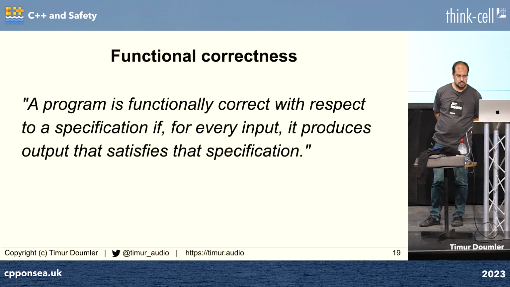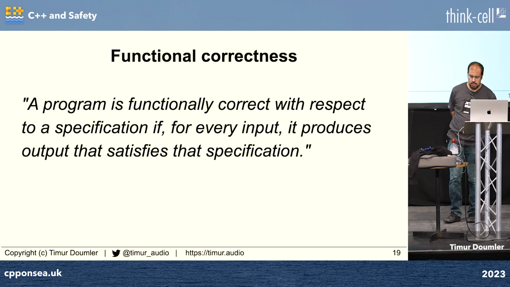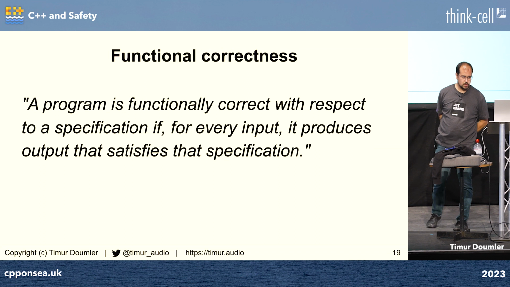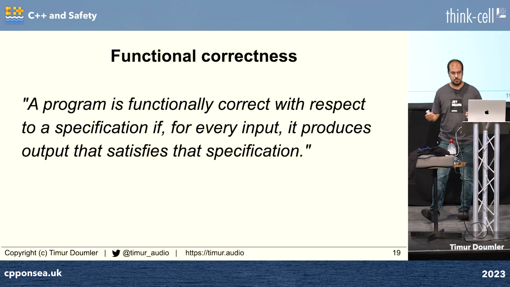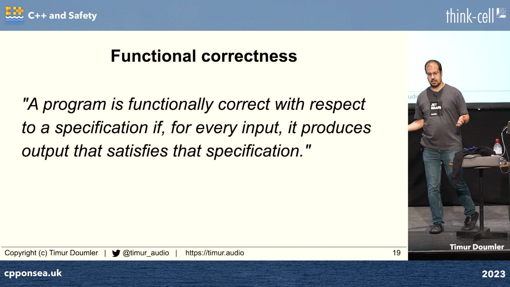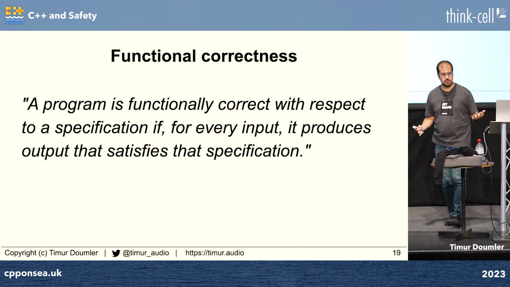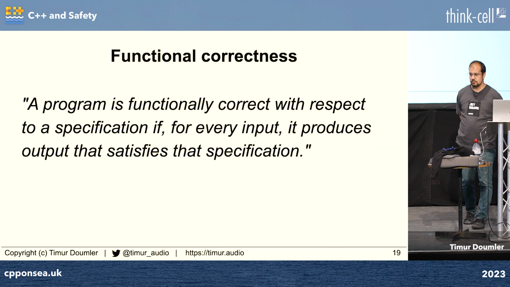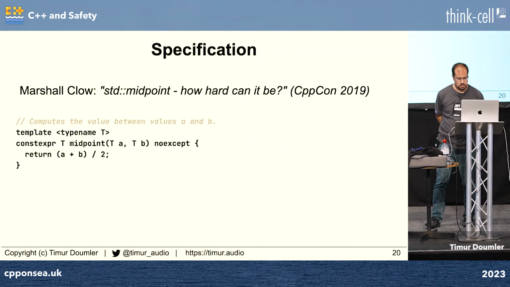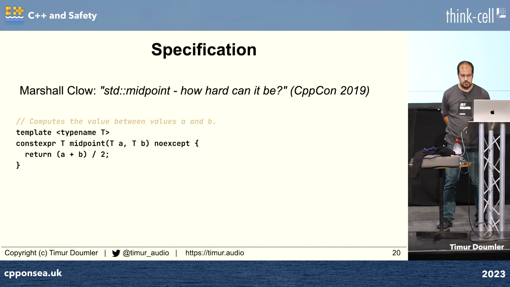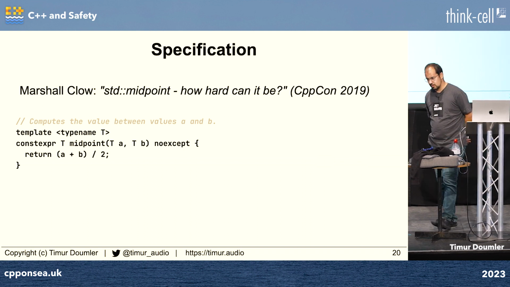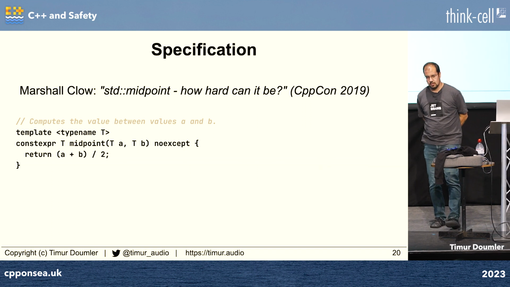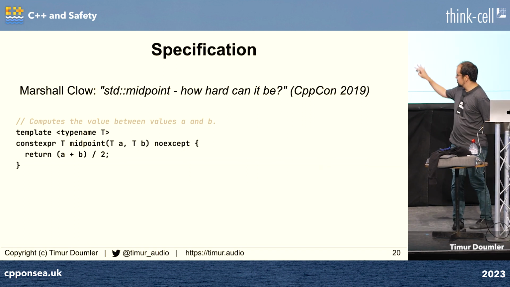There is a term, functional correctness, which is slightly more useful. Functional correctness is always defined relative to a specification. A program is functionally correct with respect to a specification if for every input, it produces output that satisfies that specification. So that's hopefully straightforward. But as it turns out, it's actually very difficult to decide whether a program is correct. Here's a talk that I really liked by Marshall Clow from CppCon 2019, where he was talking about how to implement std::midpoint, a fantastic talk. He talks for an hour about how to implement a function that takes two numbers and computes the number in the middle. And here's a possible implementation.